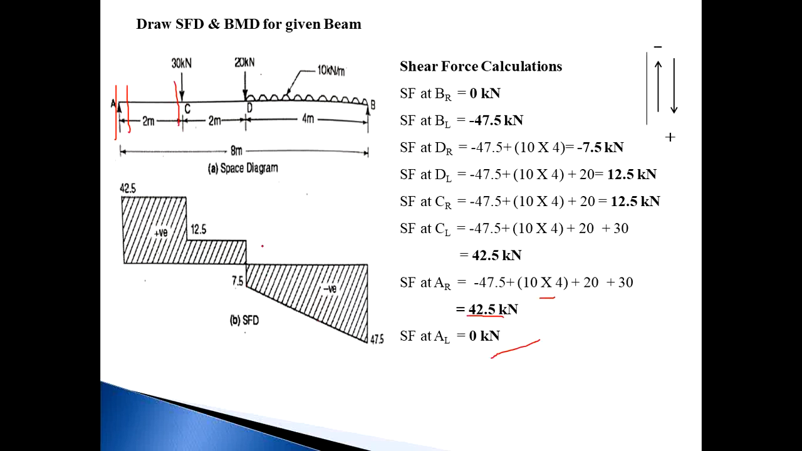So this is the relation between the loading and shear force. Means if there is no load in the span, the SF diagram will be a horizontal straight line. If there is a point load, the SF diagram will change vertically, and if there is a UDL, the SF diagram will be inclined. Means where a UDL is there, the SF diagram should be an inclined straight line. So this is the SFD.